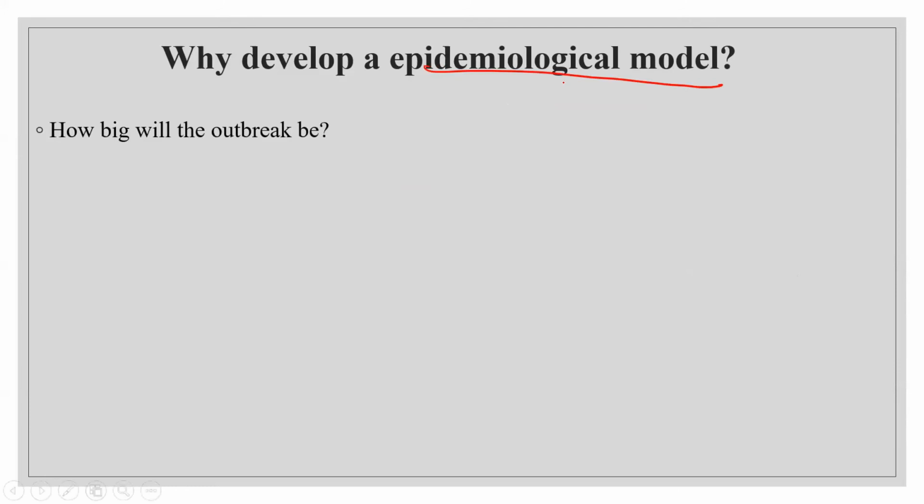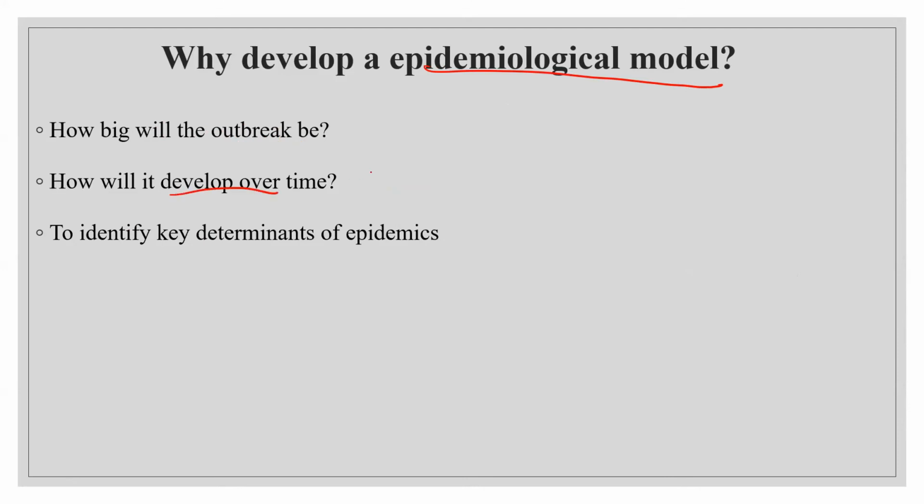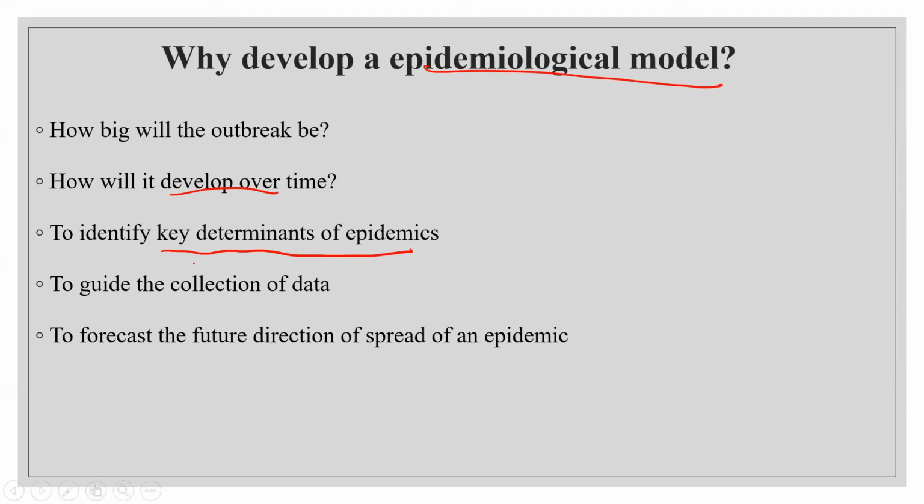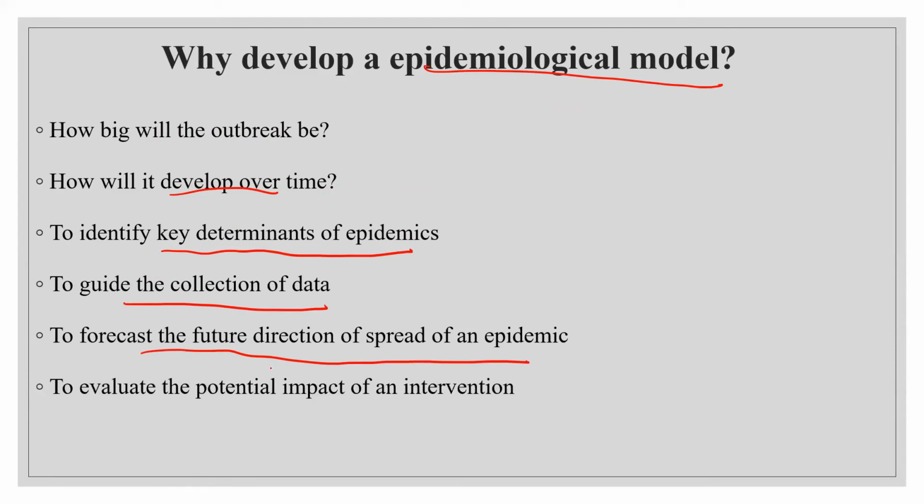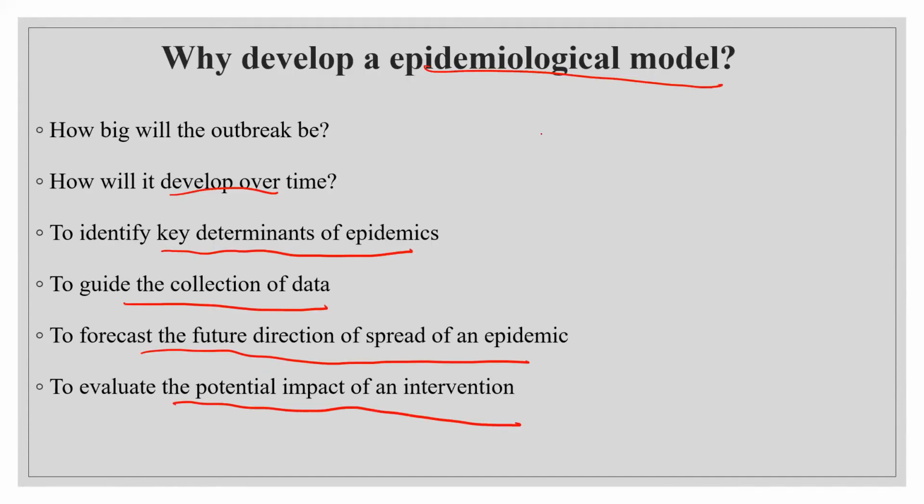So the answer to this is we can know how big the outbreak will be, how it will develop over time, what the key determinants of the epidemic are. We can also guide the data collection. We can also forecast the future direction of the spread of the epidemic and the potential impact of interventions. Right? If we design the epidemiological model, we can get answers to all these questions.